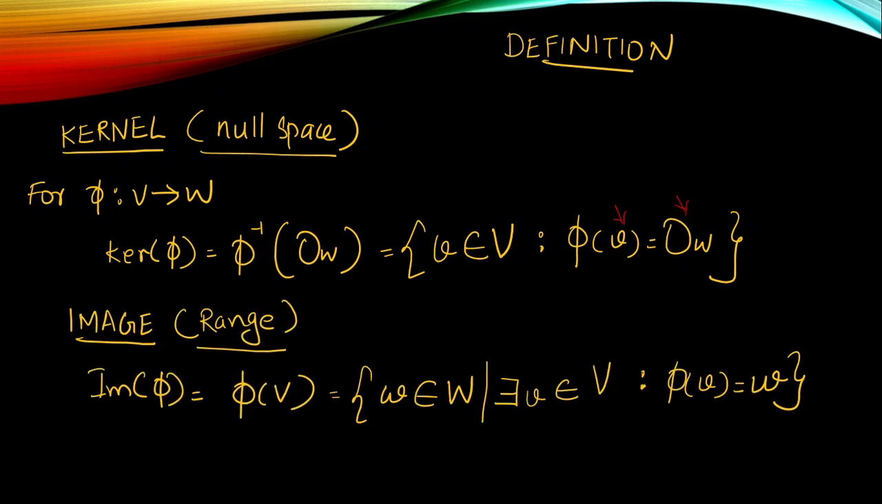And the image is defined as: image phi is equal to the set of all w belonging to the vector space W such that there exists a v belonging to vector space V such that phi of v is equal to w. So when we map the vectors in V to W, we get the images.